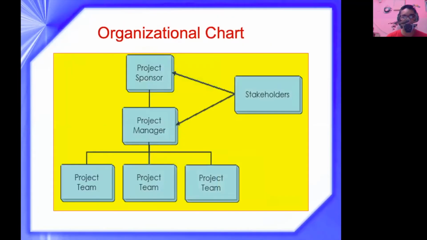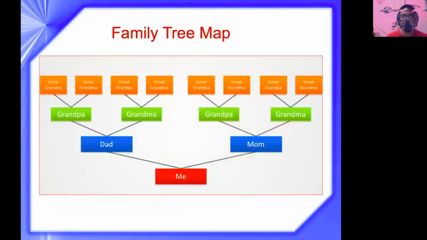Ini dia contoh ya. Kita tengok kita buat organizational chart. Kita boleh tunjuk siapa dia project sponsor, project manager, siapa dia monitor dalam kelas, assistant monitor. This is family tree map. Great grandpa, great grandma, and then it comes to you.